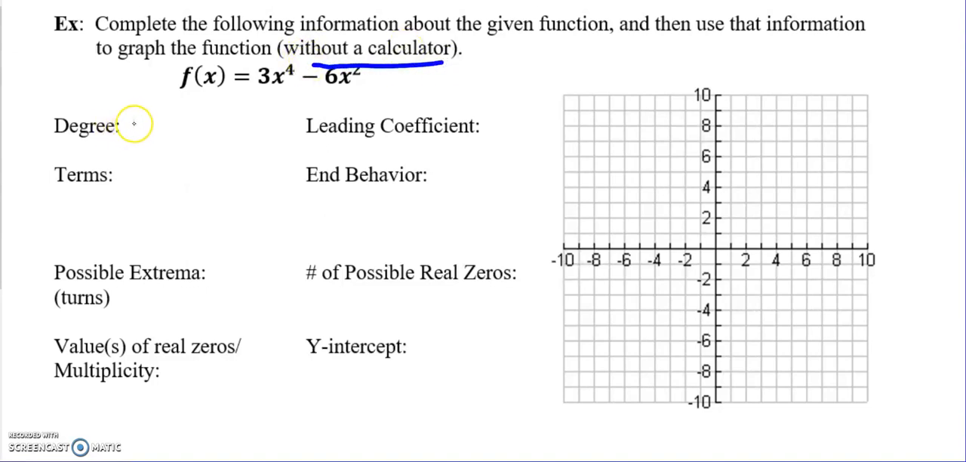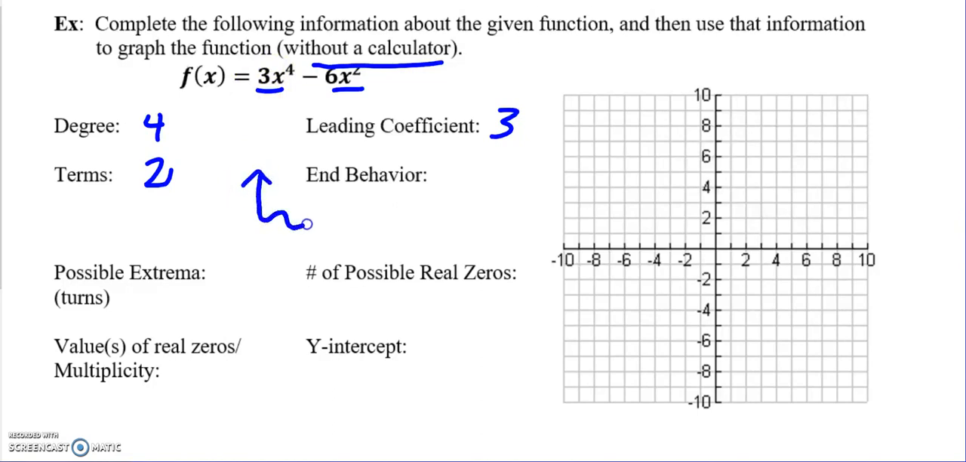So, the degree of this polynomial. Well, the highest degree that I see is 4. Number of terms. Terms separated by a plus or minus, 2. The leading coefficient, the number in front of the highest degree, 3. The end behavior. Well, this is an x to the 4th function, and we're going to be learning more about what that looks like, but I would say to treat this like the x squared, that because the 3 is positive, my graph is going to be facing upwards.